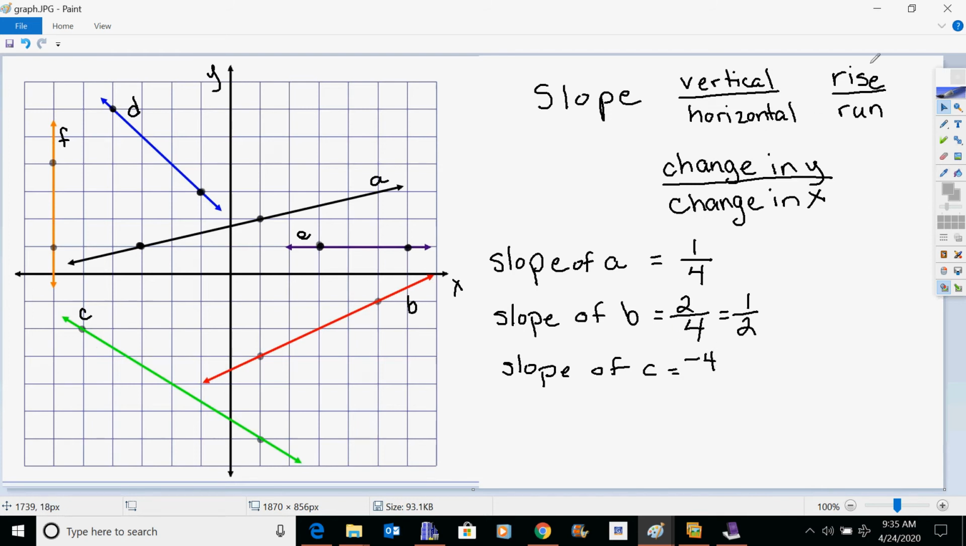Because we're thinking rise over run, but we're not going up, we're going down. And down is the opposite of up. Negative is the opposite of positive. So when you have one that's going down, you have a negative. And then your run, 1, 2, 3, 4, 5, 6. And that reduces to negative 2/3.